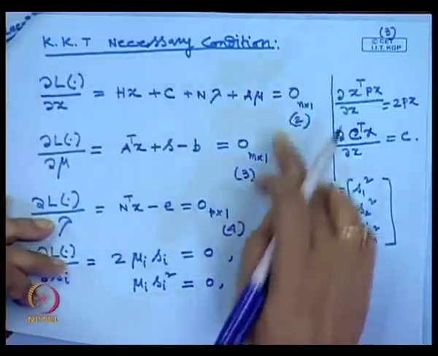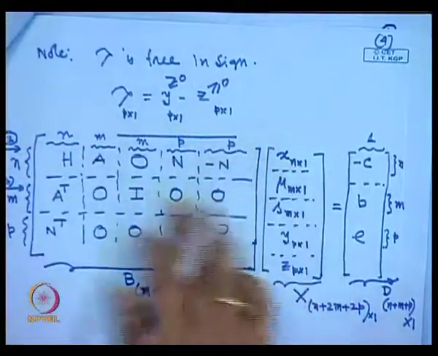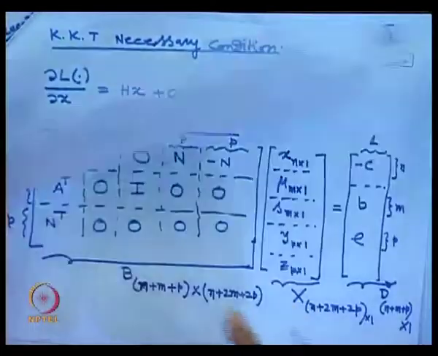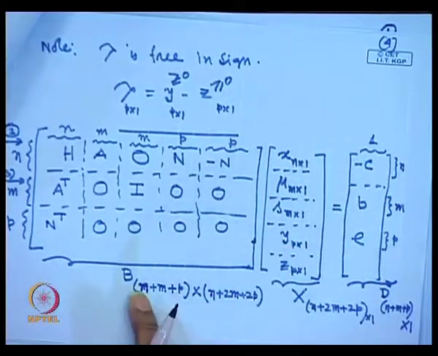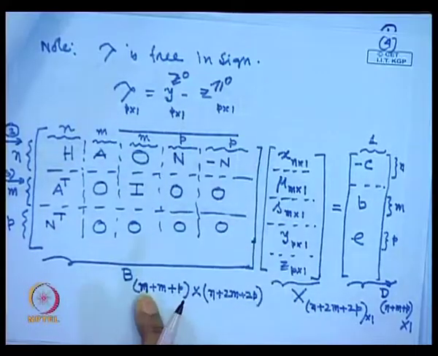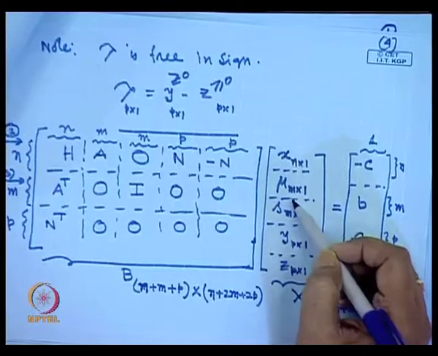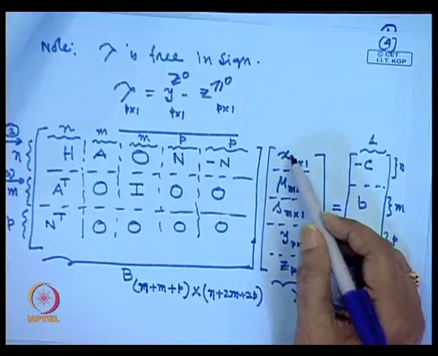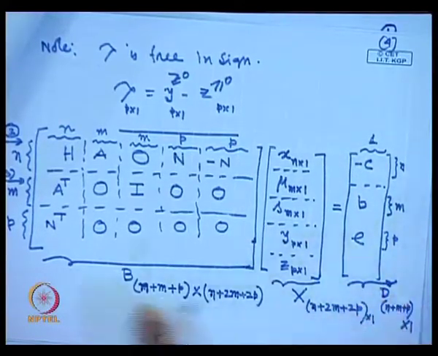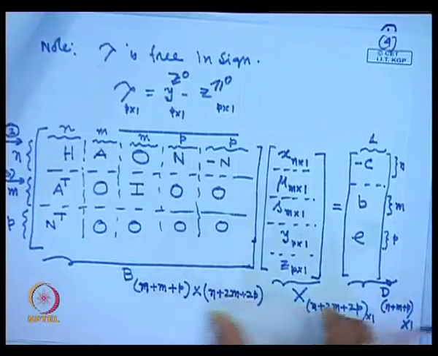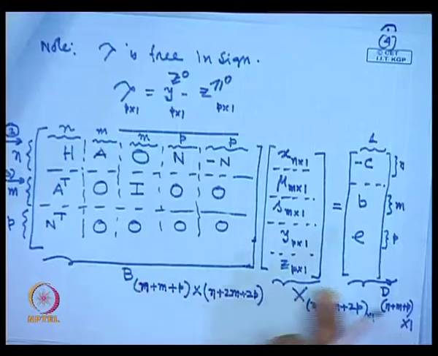So, if you write equation numbers 2, 3, 4 and 5 in matrix and vector form, it comes into this structure: B, this whole matrix, multiplied by x, where x contains all the variables, the Lagrange multipliers and the decision variables, and the right hand side is D, as we have defined. So, we have to solve this. Now, this problem is simply an algebraic equation, B x is equal to D.